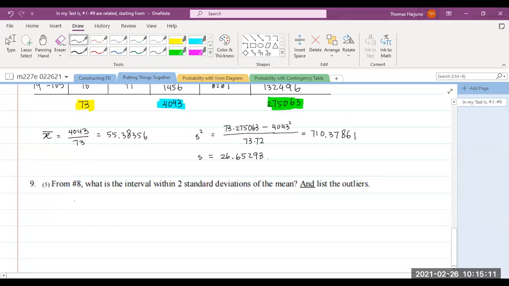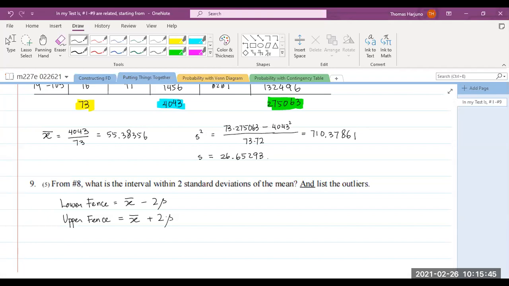So for the usual interval, we need to find the lower fence, or lower bound, sometimes we call that. That's the mean minus twice the standard deviation. The upper bound, or upper fence, is the sample mean plus twice the standard deviation. Now, if this were a population, then accordingly it would be mu plus twice sigma. So you just adjust that.